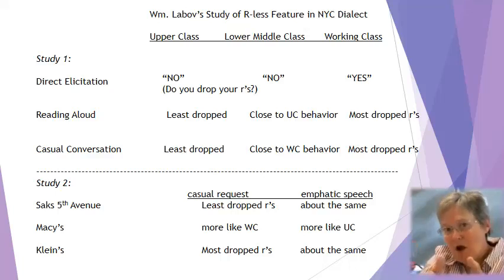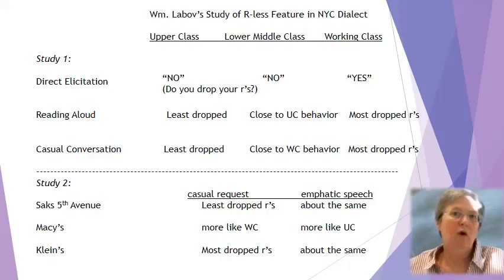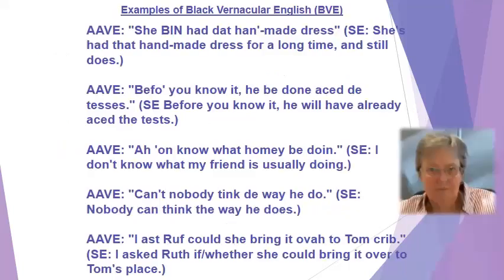But once that dropping of the R filtered down to the lower class, and they started dropping their R's too, thinking, well, that's a measure of being a New York City person, that's when the elite stopped dropping their R's. And now they needed to show that they were educated people, that they weren't the average working class New Yorker. Okay? All right, let's move on.